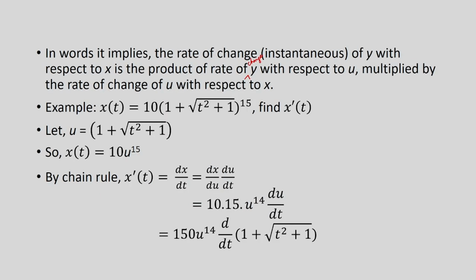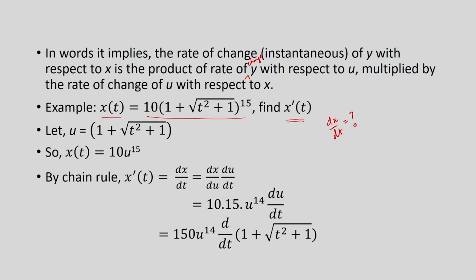So, let us take one example to focus our ideas. So, suppose x is given as a function of small t, right. So, the specific form is this. It is a kind of complicated form: 10 multiplied by (1 plus root over t square plus 1) to the power 15. Okay. So, it is a function of t, but it is a little bit complicated function. So, we have to find out what is x prime t. So, the derivative of x with respect to t, that we have to find out, this dx dt.